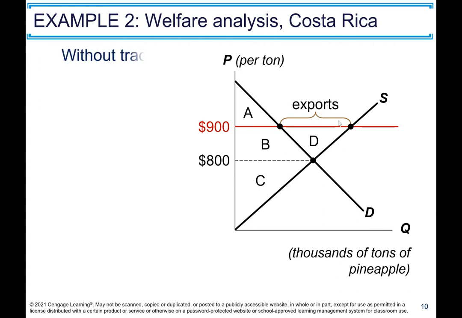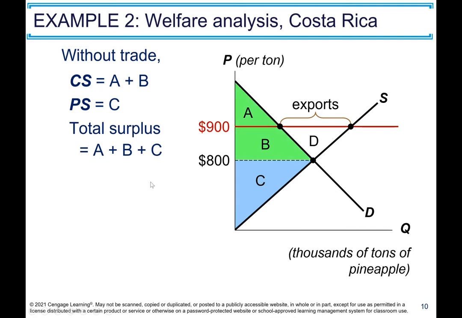So, without trade, consumer surplus is area A plus B. This is a triangle. Producer surplus is area C. Total surplus is A plus B plus C.